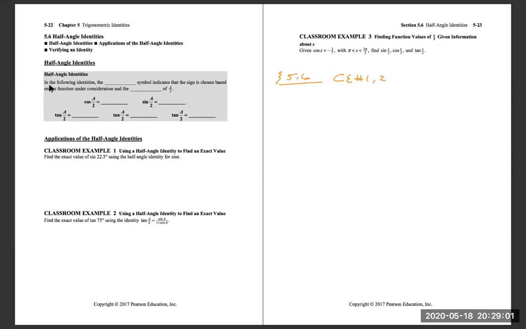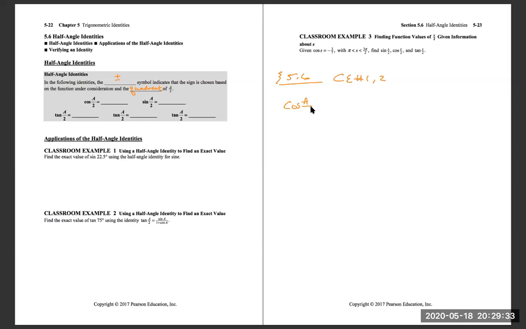So first and foremost, let's fill in this box. In the following identities, there's going to be a plus minus symbol. And you need that plus minus symbol, okay? It will indicate that the sign is chosen based on the function under consideration and the quadrant of a over 2, okay? So let's just write them out here so it's a little bigger.